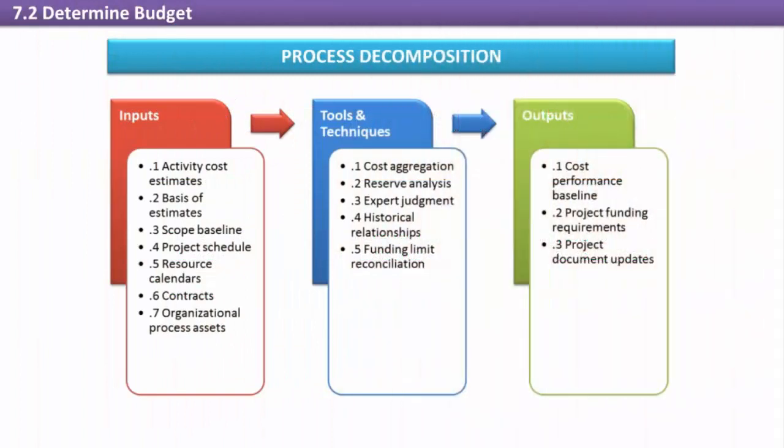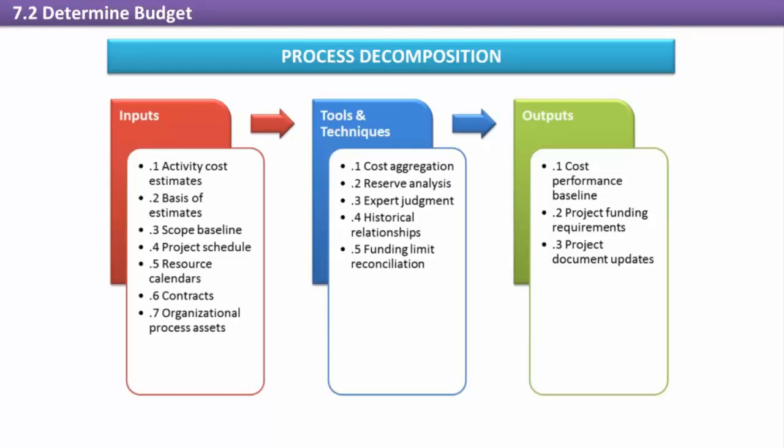Determine budget. Just as its name implies, the determine budget process results in the project's funding requirements and the project cost performance baseline. This process occurs at least once on every project, but it's likely to reoccur many times during project planning and as change requests affecting costs are approved.